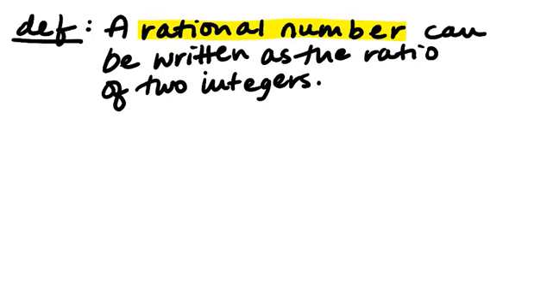Okay, first, rational numbers. A rational number is a type of number that can be written as the ratio of two integers. So, an example of a rational number would be 2/3, maybe 6, because you could write that as 6 over 1 or 60 divided by 10. We could write maybe the square root of 100, because that's 10, and you could write that as 20 divided by 2.